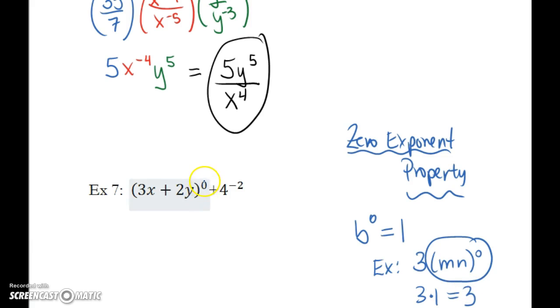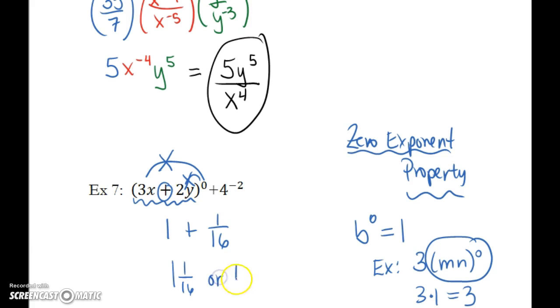So similarly, what has the 0 power? It's 3x plus 2y. That whole expression becomes 1. And then 4 to the negative 2 becomes 1 over 16. Now, I know it's tempting to distribute the 0 in there, but we are not allowed to do that because we have a sum. We're only allowed to distribute if the operation is multiplication or division. All right, so we have 1 plus 1/16, which is just 1 and a 16th, or if you want to change it to an improper fraction, 17 over 16.